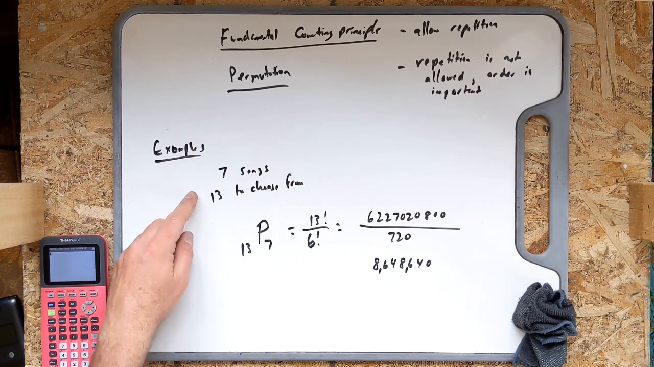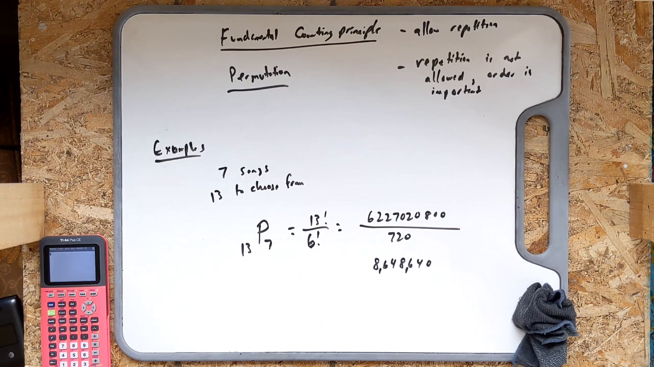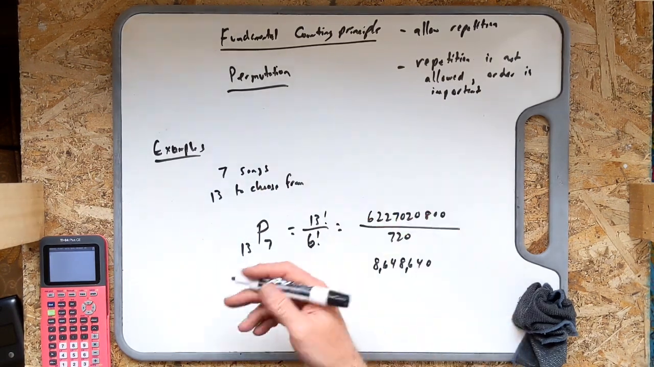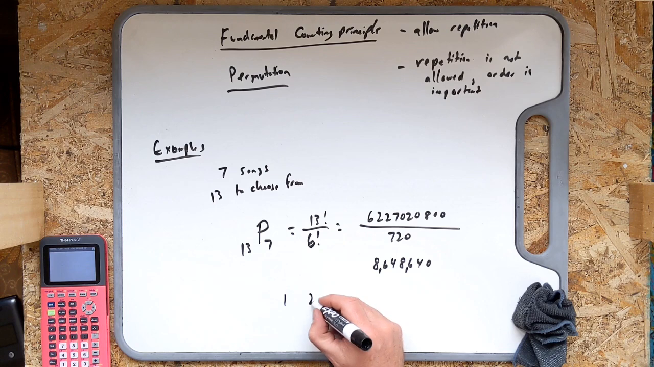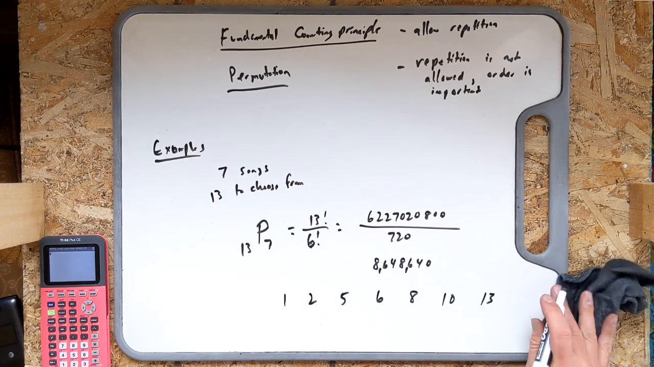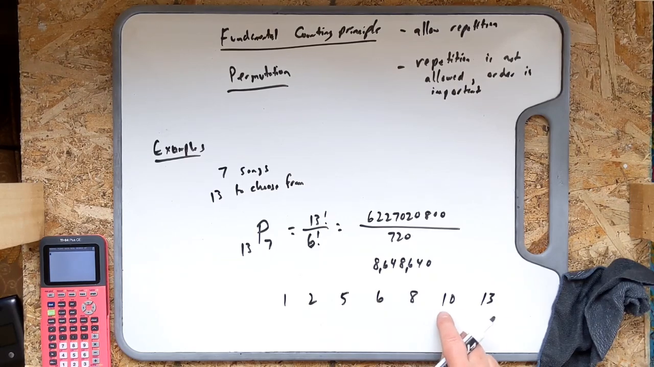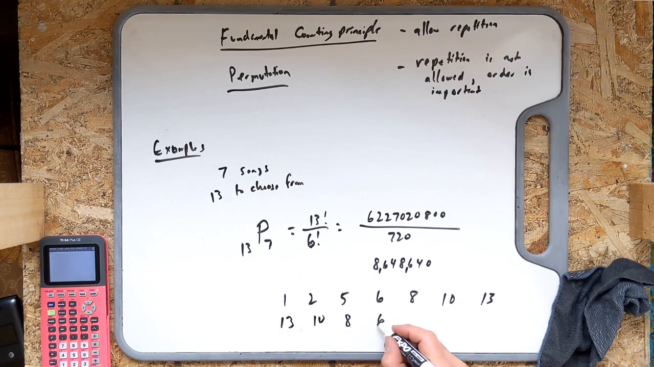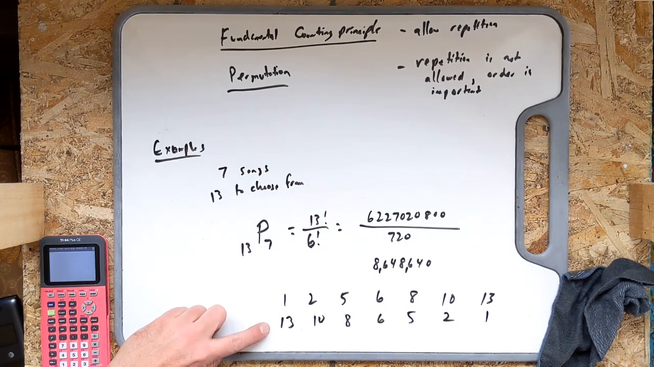Now, I'm going to go to the next idea. In this case, I said the order of the 7 songs matters. In other words, I've got 13 songs to choose from. If I go 1, 2, 5, 6, 8, 10, and 13, those are my 7 songs. And I say, instead of doing this order, I'm just going to do it in complete reverse order: 13, 10, 8, 6, 5, 2, 1. This is a different playlist than this one, unless you don't want that to be the case.